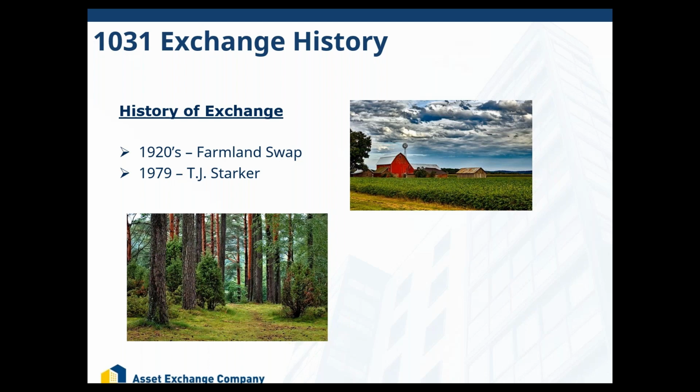And what Crown Zellerbach did is, in exchange for the land, they gave him what was referred to as exchange credits, right? And what Mr. Starker did with those exchange credits is, over the course of the next few years, he went out and bought various properties with those exchange credits. And that's really how our modern day exchanges started, back in 1979 with T.J. Starker.